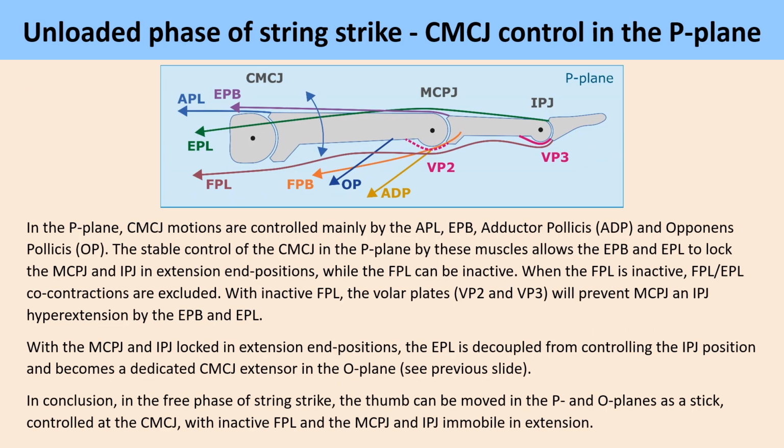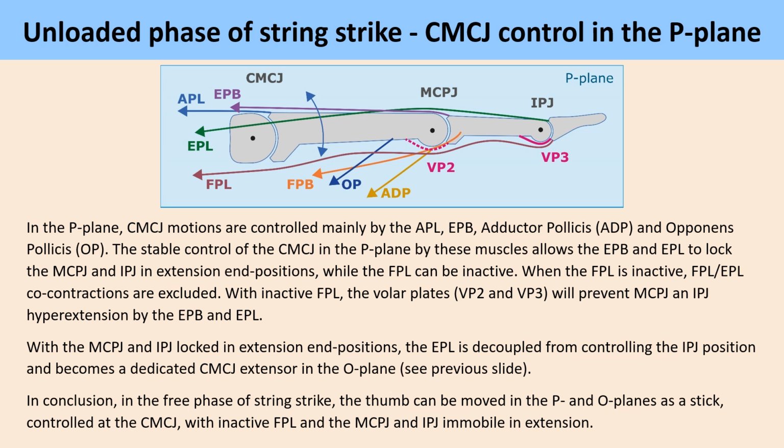Unloaded phase of string strike. CMC joint control in the P-plane. In the P-plane, CMC joint motions are controlled mainly by the APL, EPB, adductor pollicis and opponens pollicis. The stable control of the CMC joint in the P-plane by these muscles allows the extensor pollicis brevis and extensor pollicis longus to lock the MCP and IP joints in extension end positions, while the FPL can be inactive. When the FPL is inactive, FPL-EPL co-contractions are excluded.